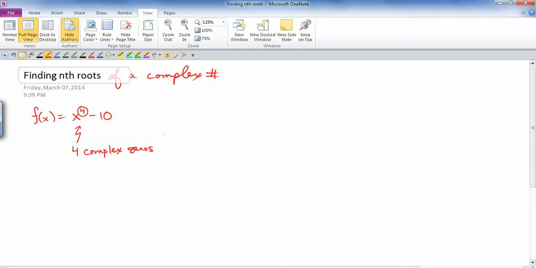4 complex zeros. Which is another way of saying there are 4 solutions to x to the fourth minus 10 equals 0, which is the same thing as saying x to the fourth equals 10. So there are really 4 different solutions to this that work. And so our goal is to figure out what those 4 are. And the way that I'm going to do it, let me take this, x to the fourth equals 10. What we want are the 4 different x's that actually work for this.